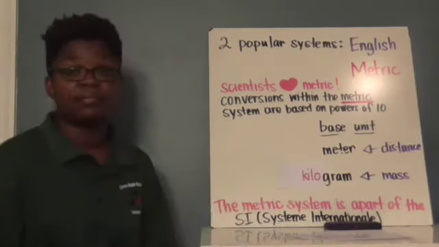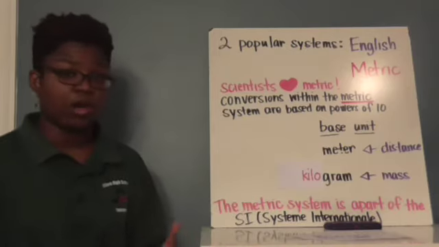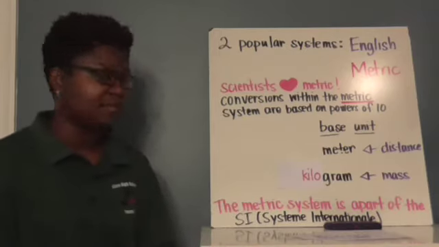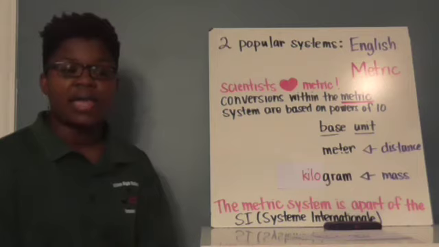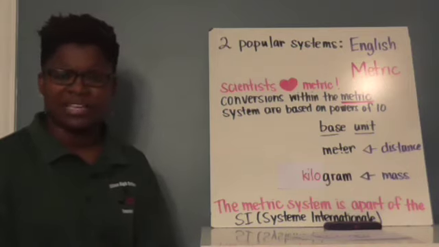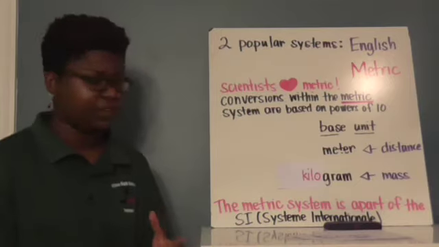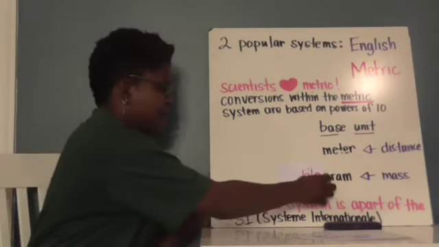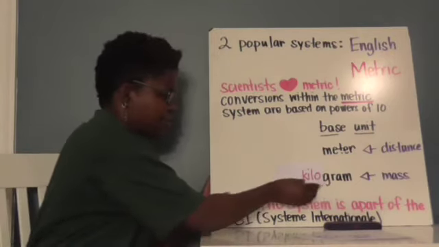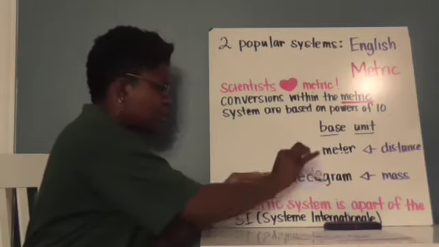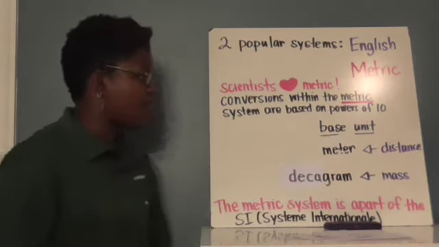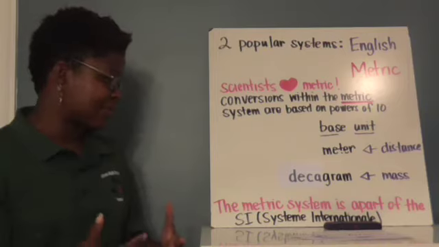We have a kilogram. And a kilogram is also a very large unit. It's 1,000 times bigger than a gram. Kilogram is about 2.2 pounds. So think of like half a bag of sugar. Okay. And then we have a decagram. A decagram is 10 times. So you notice that all of these units are based on powers of 10.